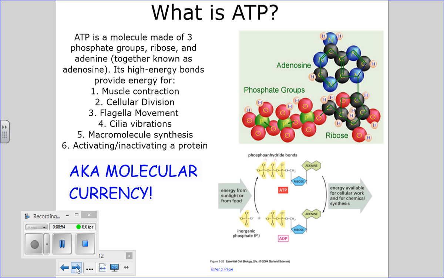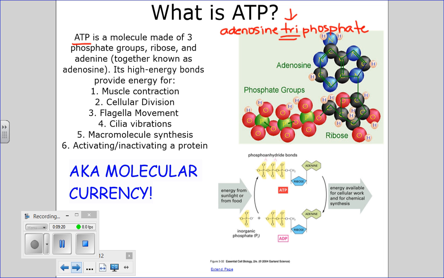First, we're going to talk about what is ATP. So ATP is an abbreviation. ATP stands for adenosine triphosphate. So I'm going to highlight the T part.